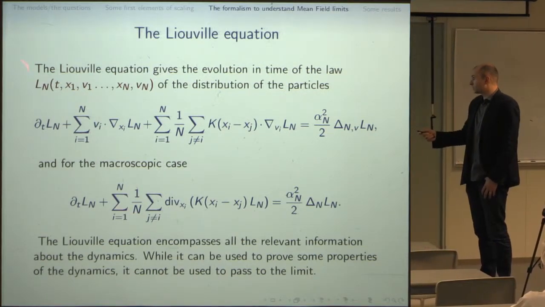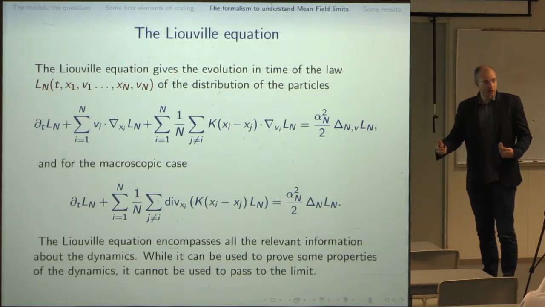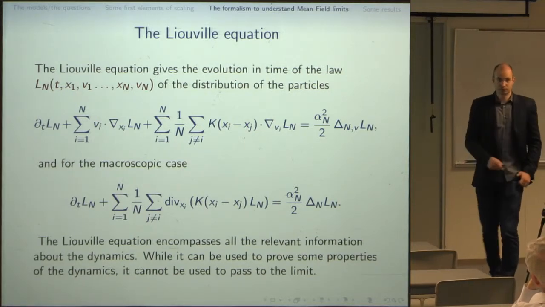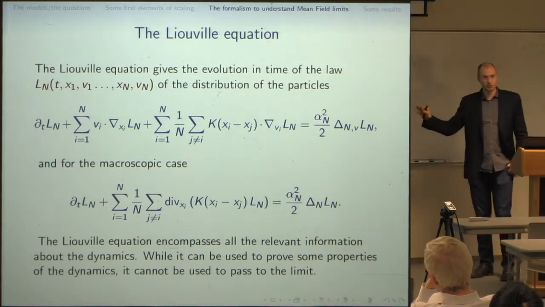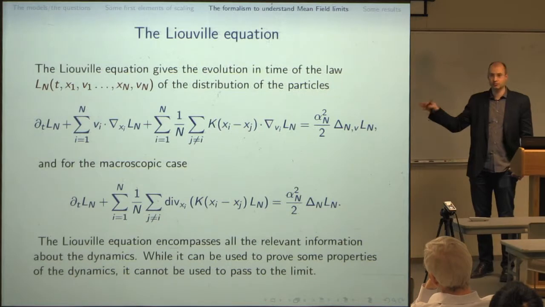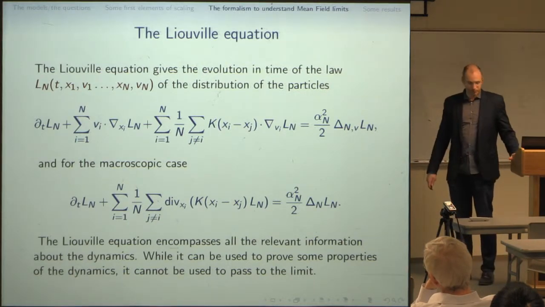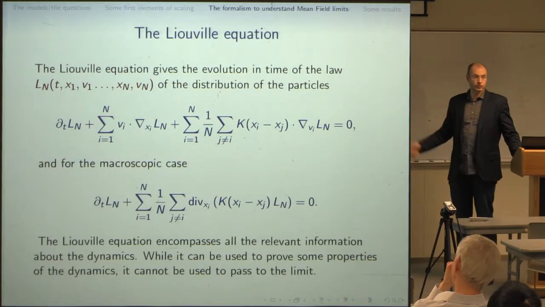The problem is, this is again an object which lives in a very large space, a space which increases with n. So I cannot really pass to the limit into that. So this is not quite true. There have been efforts, but then you go to an object which is defined as a measure of measures. So let me not enter into this. And this is the case without stochasticity. You just lose the Laplacian.